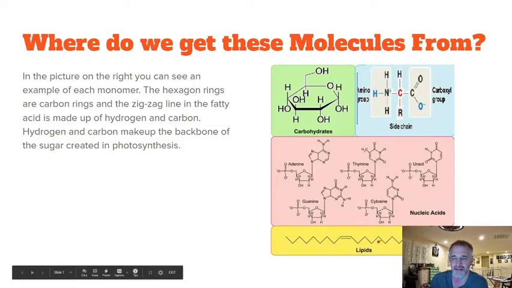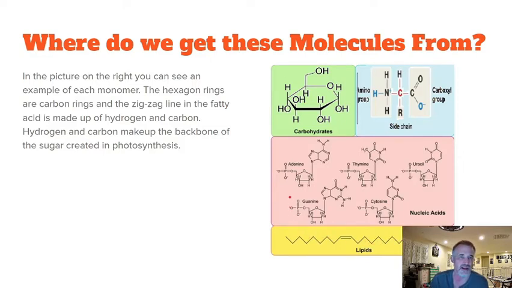Here's your fatty acid. You have this long hydrocarbon tail. So the hexagon rings are the carbon rings. The zigzag lines in the fatty acids are made up of hydrocarbons, right? Hydrogen, carbon backbone. And then basically, for the most part, most of these are made up of hydrogen, carbon, oxygen, and then you have some nitrogen sprinkled in there, and every once in a while some phosphorus or something like that.